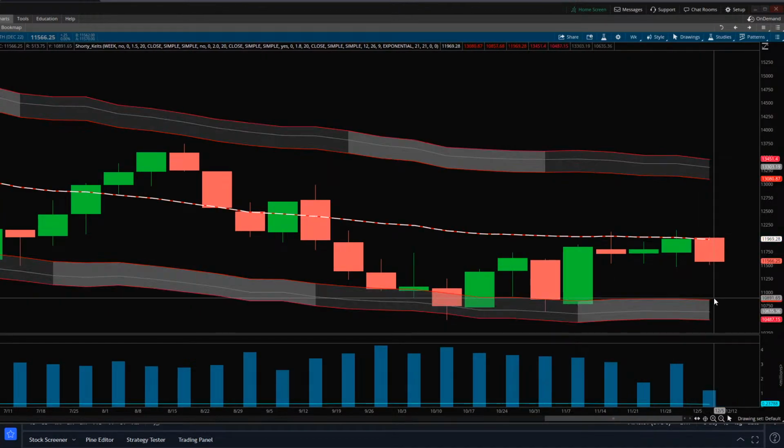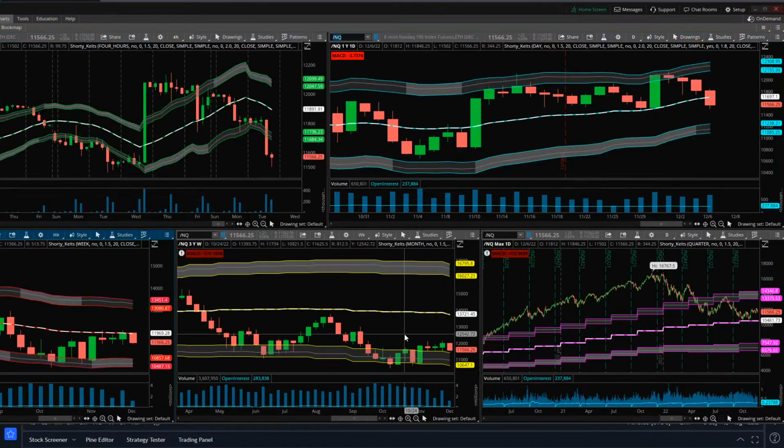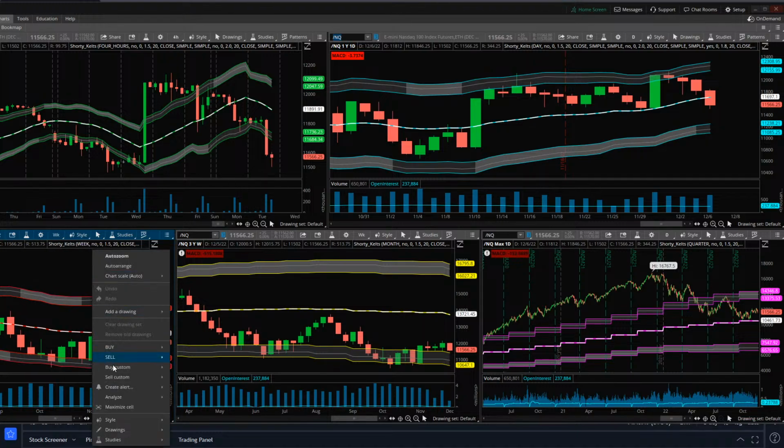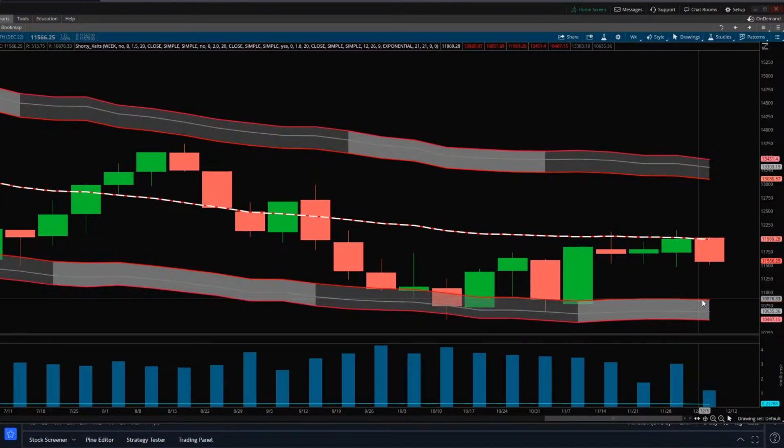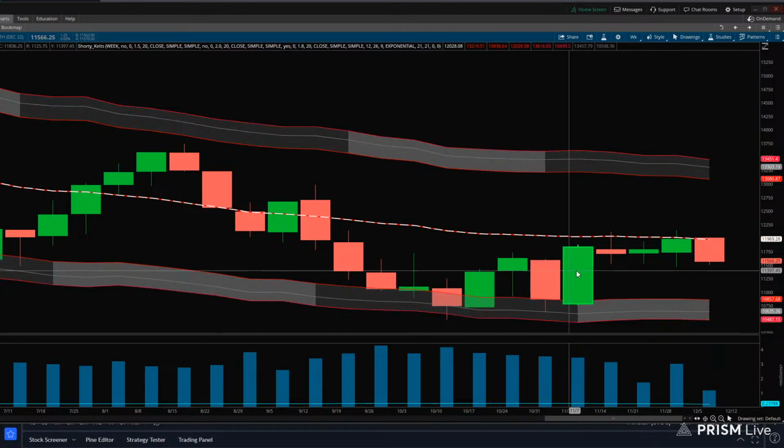Let me see, what's this? 10.8. Yeah, we'll probably see 10.8 before we see 13.7. And you can see our weekly cloud bottom is closed here at 10.850-ish, give or take.